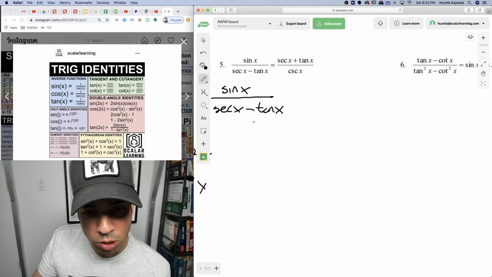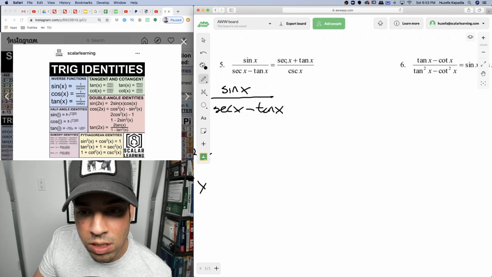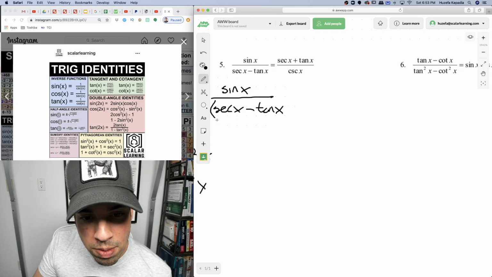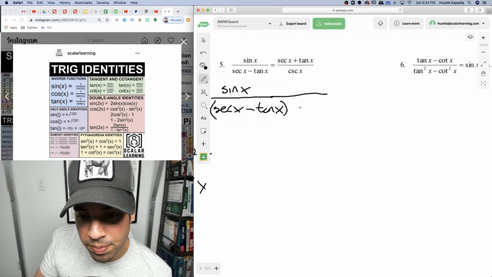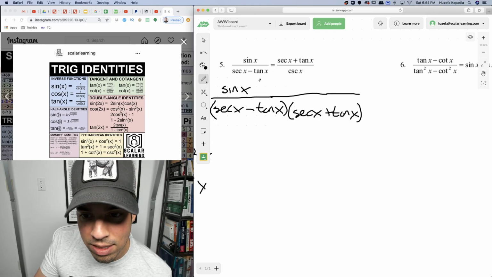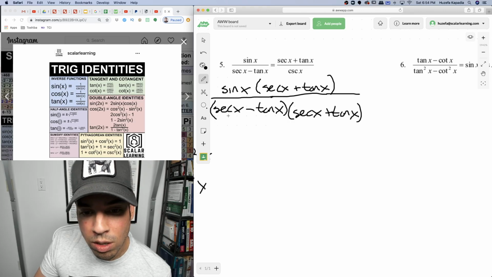The way that I'm going to approach this, again, there could be multiple ways to do this. Since I want secant x plus tangent of x on the numerator, my thought is maybe I'm going to just multiply this by secant plus tangent of x. And that actually gets the secant x plus tangent of x on the top, which is pretty cool. So that's pretty good. Now what do we do about this bottom?